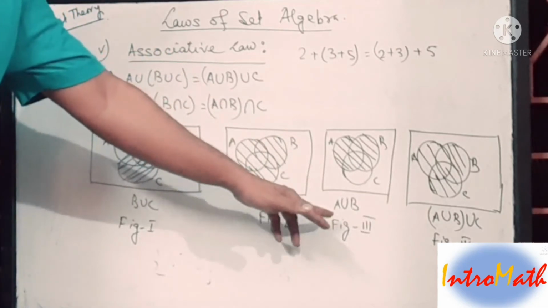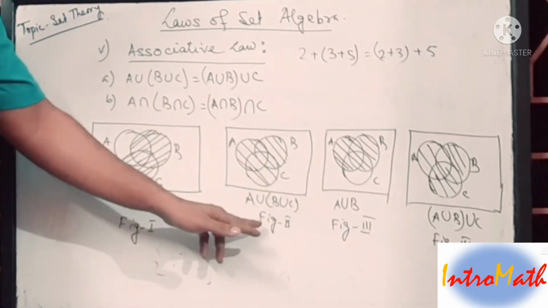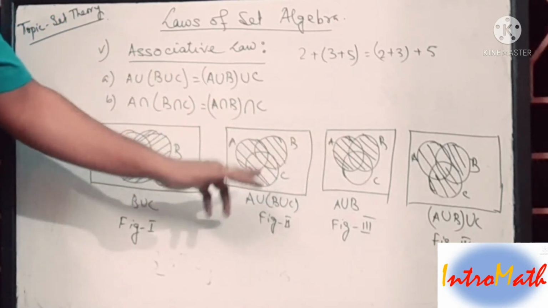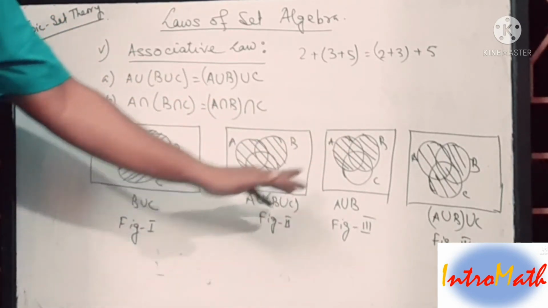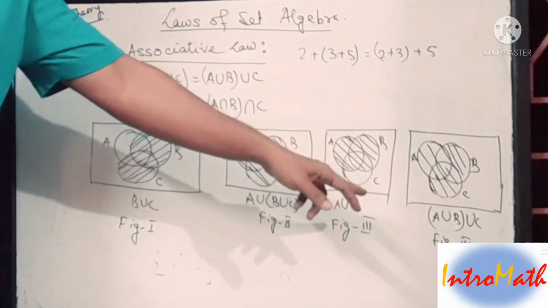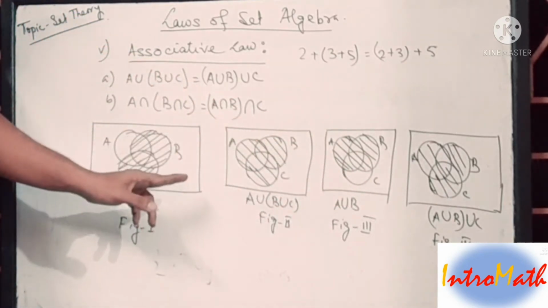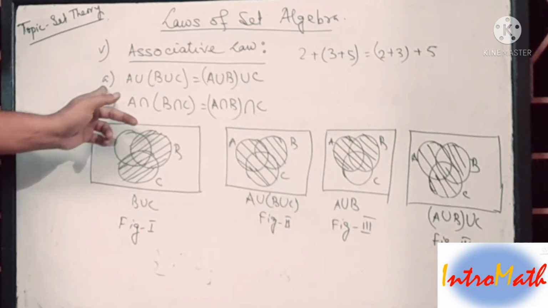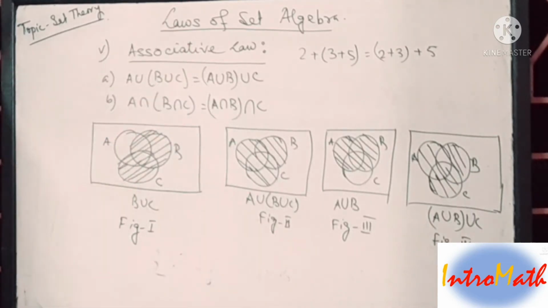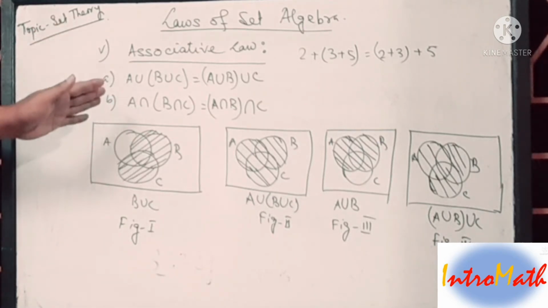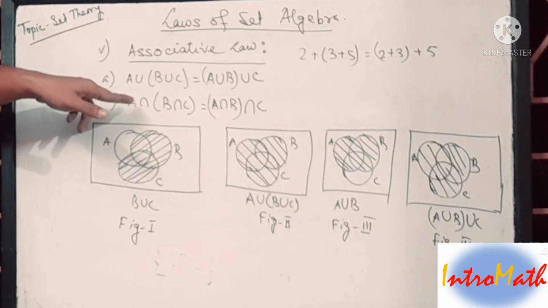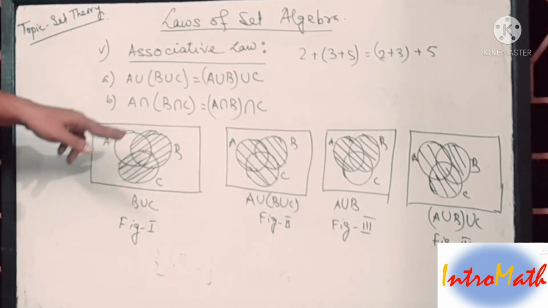Here, look in between figure 2 and 4. These figures are the same. So from figure 2 and figure 4, we can easily state that this first law follows. (A union B) union C is equal to A union (B union C). This is the associative law. In case of union and intersection, the result will be the same.